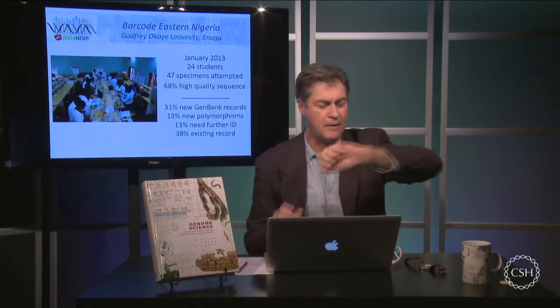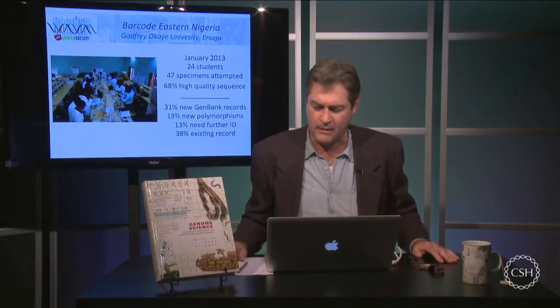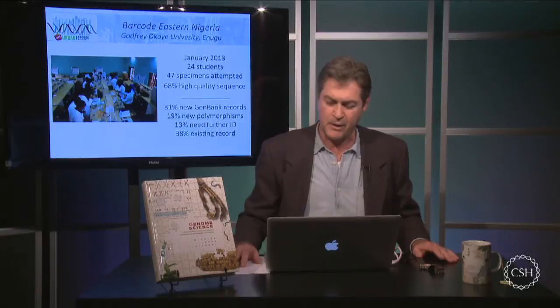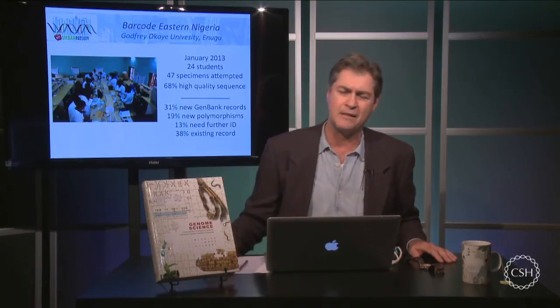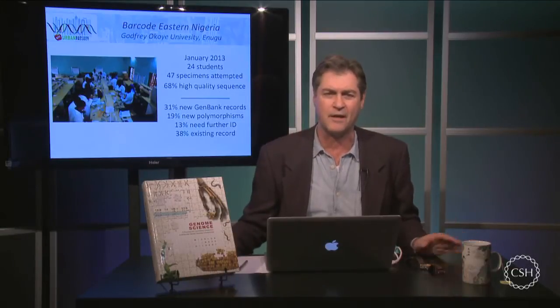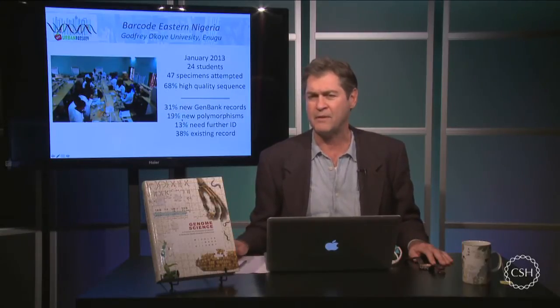Okay, here's the experiment that we're going to look at for the rest of the afternoon as a little example of what you could do. In January, I went to Nigeria. I worked in a lab in the eastern part of Nigeria, in a city called Enugu. We collected over 40 specimens. We analyzed them, and it was really quite interesting because 50% of the things that we were able to get DNA sequence from were either a species that was not yet in the GenBank database, or had new sequence polymorphisms that hadn't been reported before.